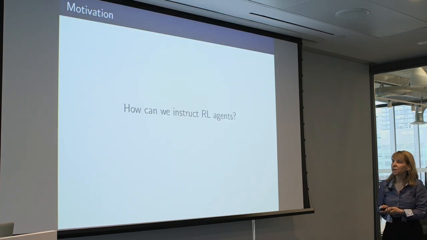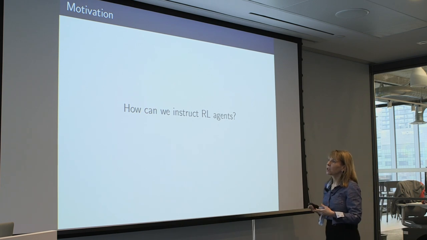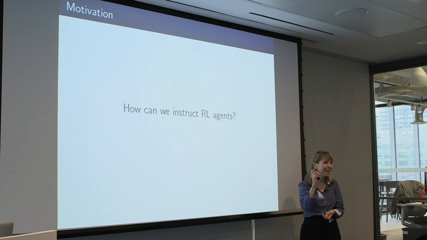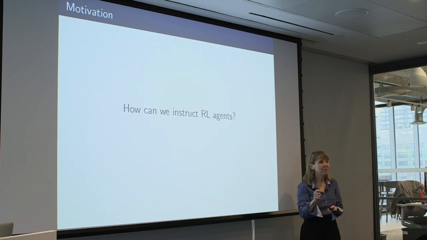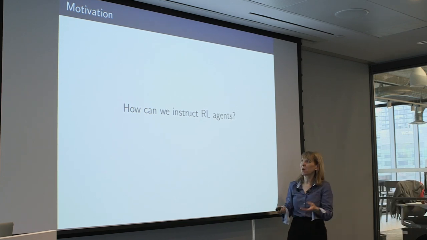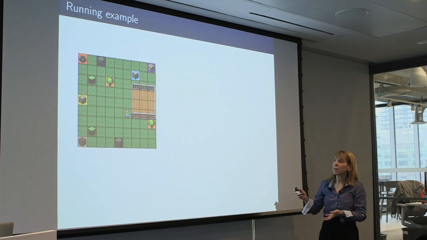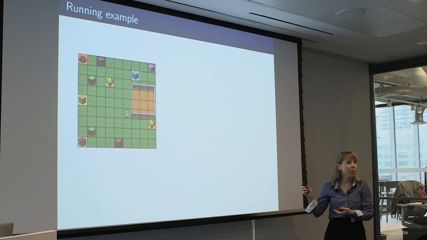What we were looking at in this work was how can we instruct RL agents? How can I tell that robot in my home that I want them to turn on the dishwasher only after 6 o'clock, but only if I don't need dishes for dinner and so on and so forth. These complex non-Markovian rewards. And I'm going to illustrate this in the context of this Minecraft example.